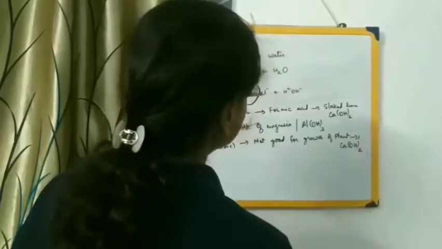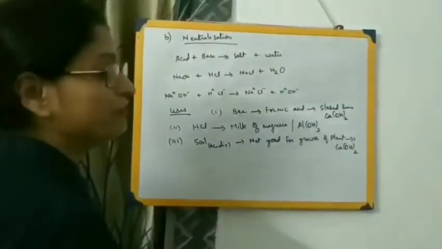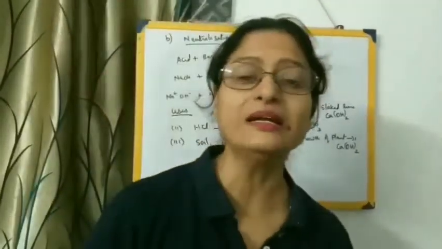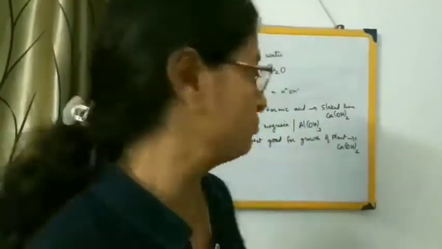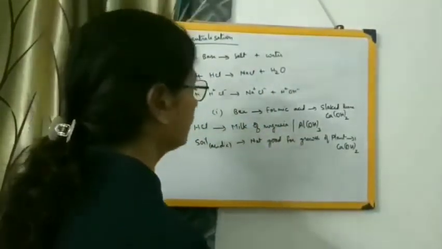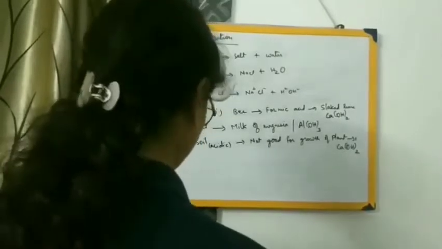Calcium hydroxide is added to the soil, that is slaked lime, or we have to add certain fertilizers containing a basic substance which will neutralize the acidity of the soil, and the soil will become fit for growing crops.